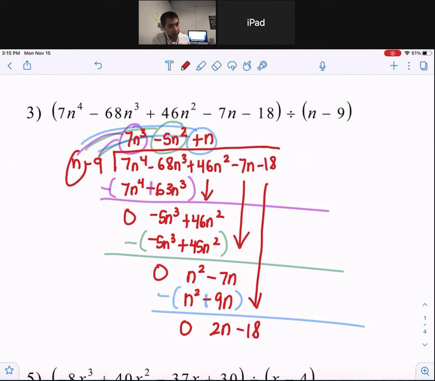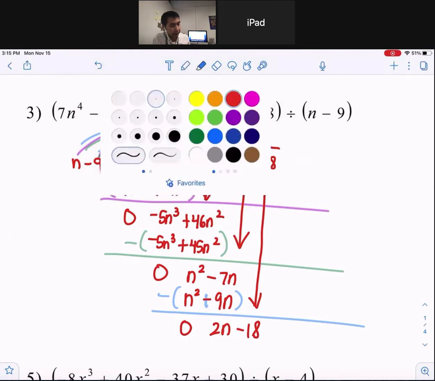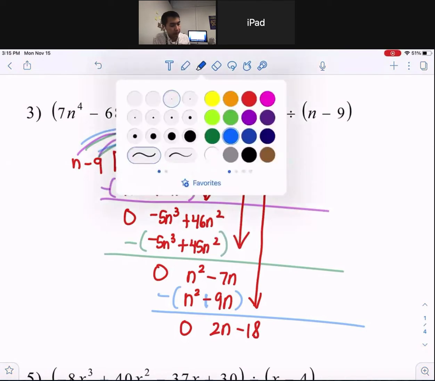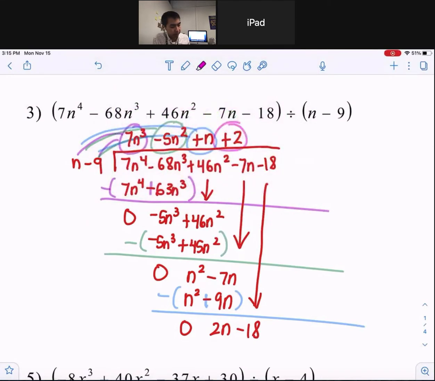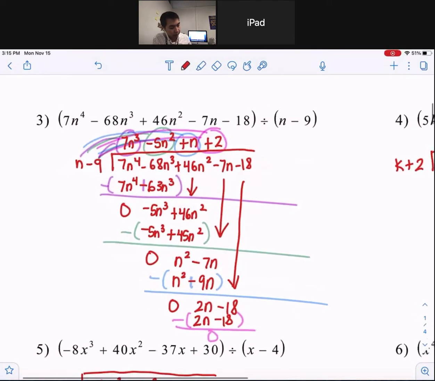Now the last one, what times n gives you guys 2? N times 2 will give you guys 2n, and then lastly, distribute that, you guys, to both. 2 times n is 2n, 2 times negative 9, negative 18. And when you subtract these, you guys, you're going to get 0. So our final polynomial is 7n to the third minus 5n squared plus n plus 2.